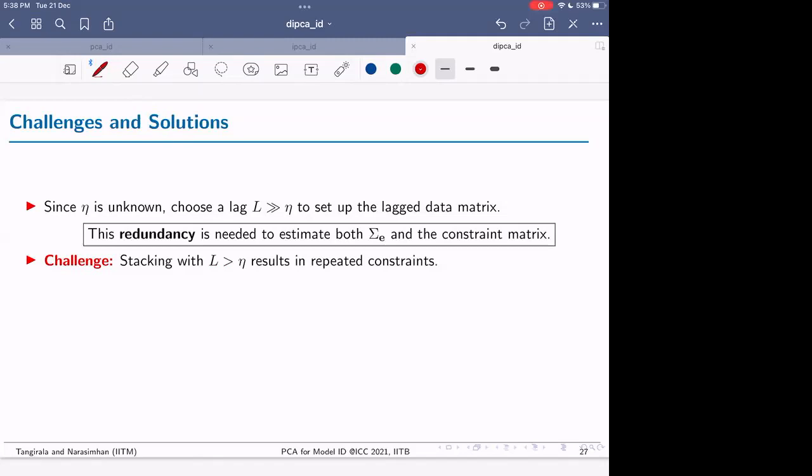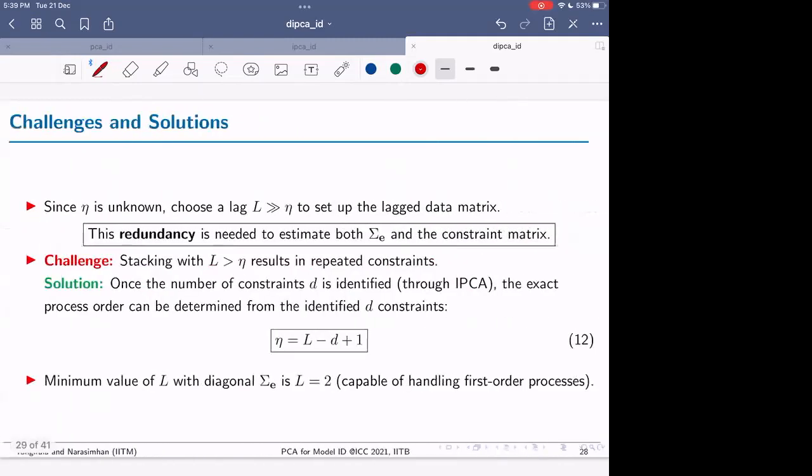So now some practical challenges. Of course, I've already talked about the big challenge, stacking with L greater than eta, repeated constraints. And remember that even if you know the process order, you will still have to stack in excess because you need the redundancy to estimate sigma E. This is exactly what we said in the morning in the IPCA. The identifiability constraint has to be satisfied. Even if you know the number of constraints, you will still have to ask if it satisfies the identifiability constraint.